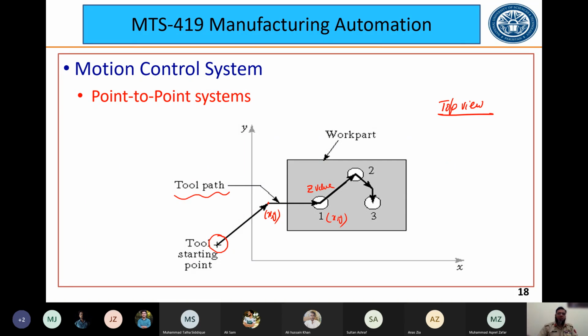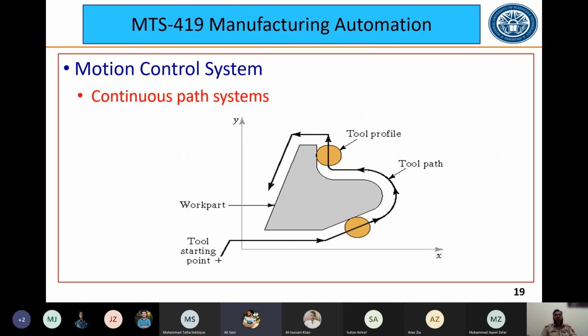So this is how the point-to-point system works. The movement is from one point to another, like from point 1, carry out an operation, then move to point 2, carry out another drilling operation, then move to point number 3 and carry out the drilling operation. So this motion is called the point-to-point system. Any question? Are we clear? Yes, sir. Okay, that's great.